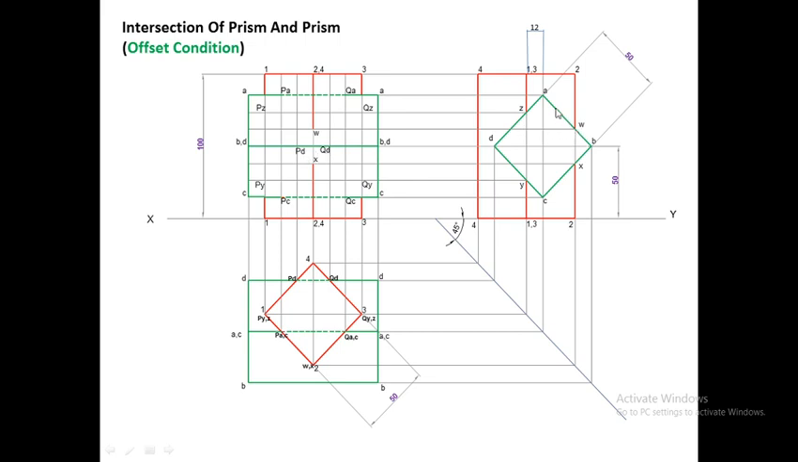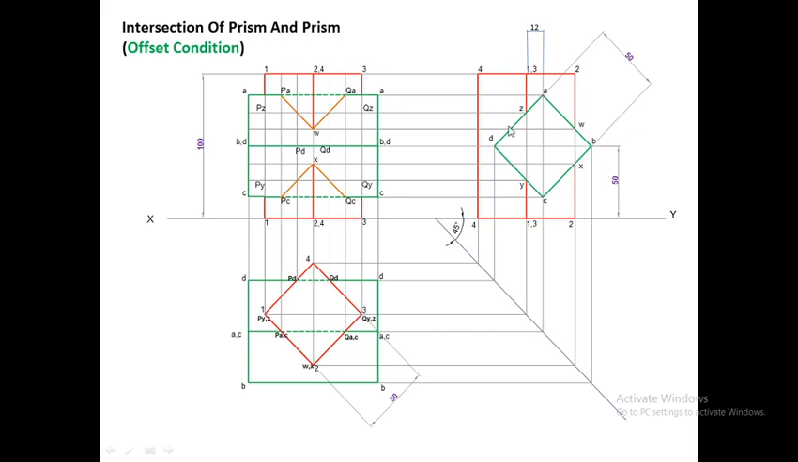So we have to first join point W to A and X to C with the help of a dark line. So we will join W to A. Since A is marked on both sides, we have to join both the lines, W to PA, W to QA, and next X to PC and X to QC. We will draw the lines. So W to PA, W to QA, X to PC, and X to QC. All these four lines are dark because these points W to A and X to C are visible from the right hand side view.